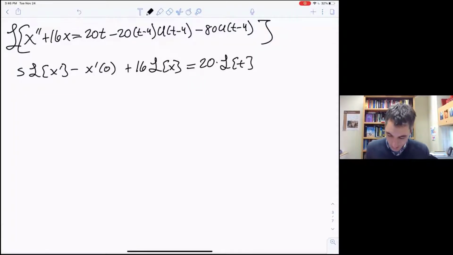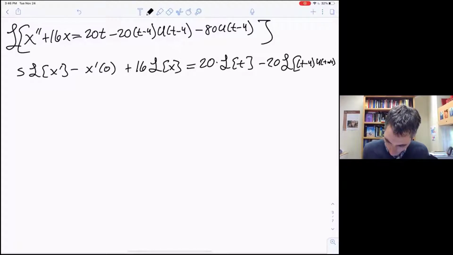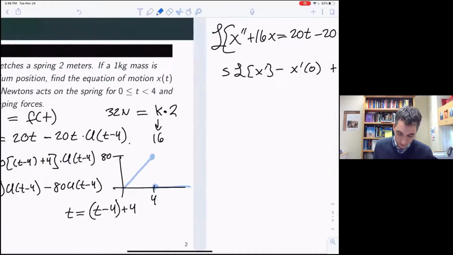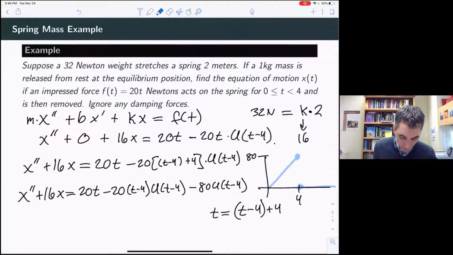It's going to be minus 20 times L of t minus 4, u of t minus 4, and then minus 80 times L of u of t minus 4, the 1 function in this case. Okay, now we've got a lot of work to do here, but the first thing is it did say that it was released from rest at the equilibrium position.